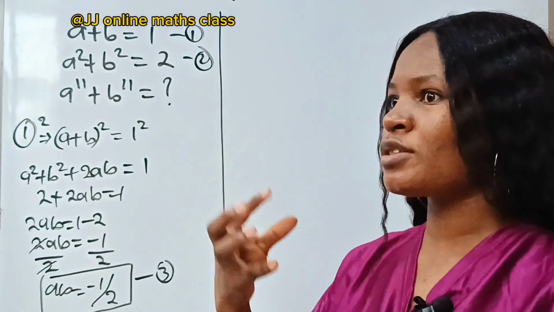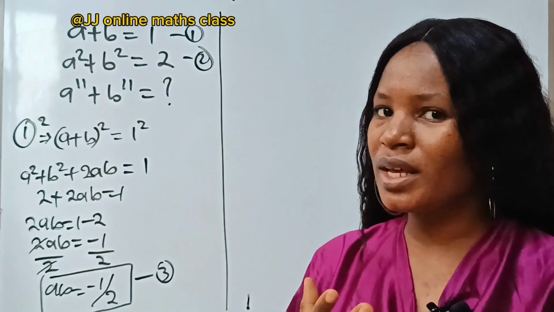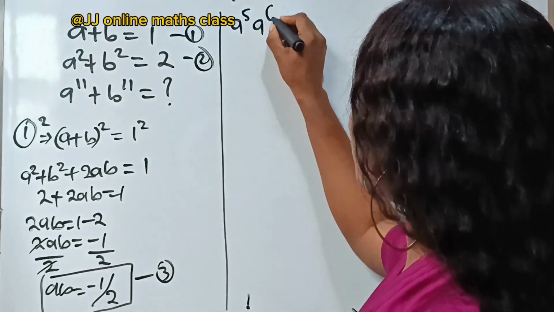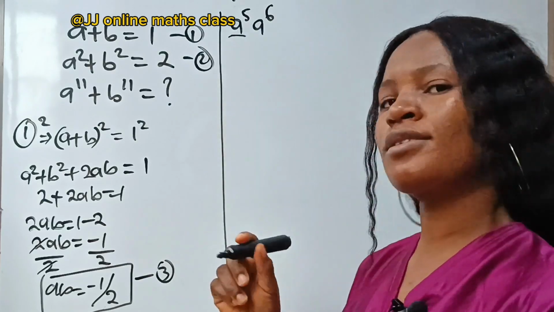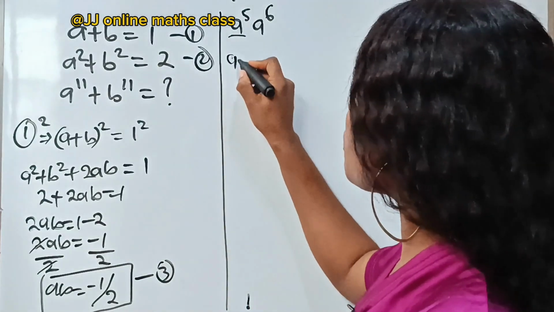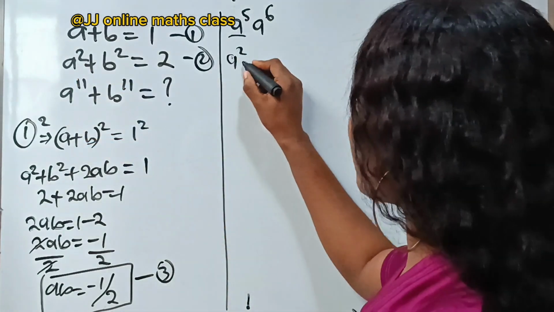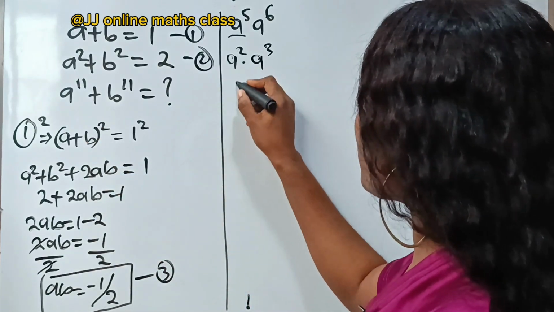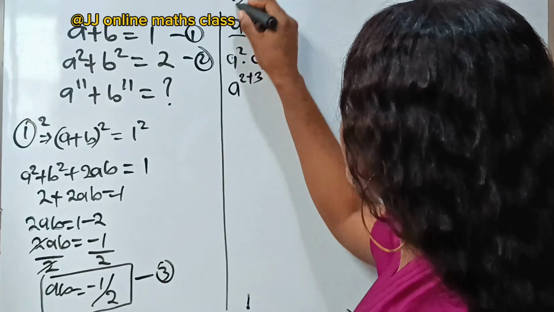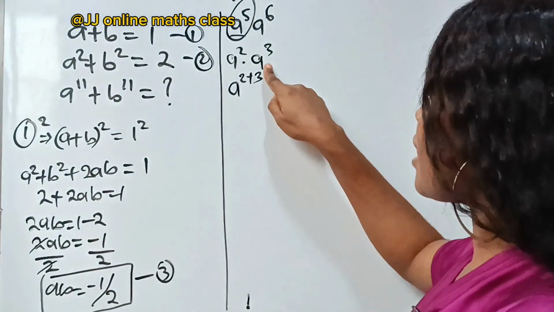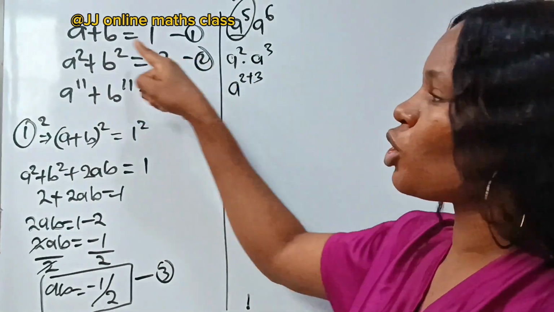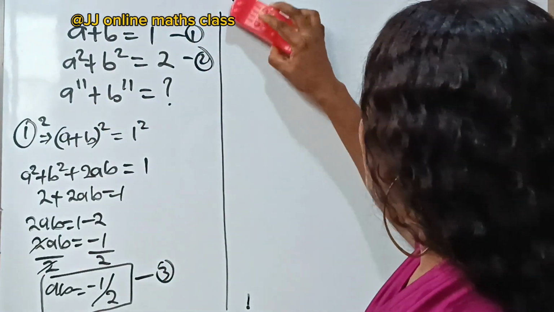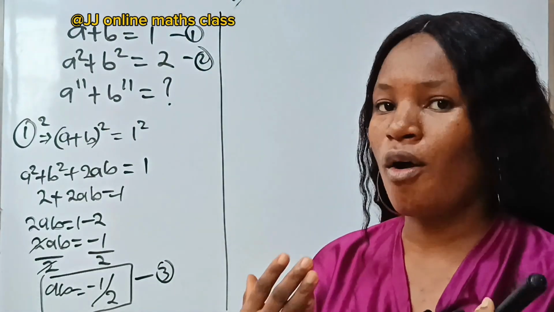Now we need a to the power of 3. Why do we need that? I told you that we need a to the power of 5 and a to the power of 6. To get a to the power of 5, we need a to the power of 2, which we have already, and we need a to the power of 3, because when we pick one base, we add the powers to get this one. To get a to the power of 3, we need to cube equation 1 of this particular question. So let's cube equation 1 so that we can get a to the power of 3.